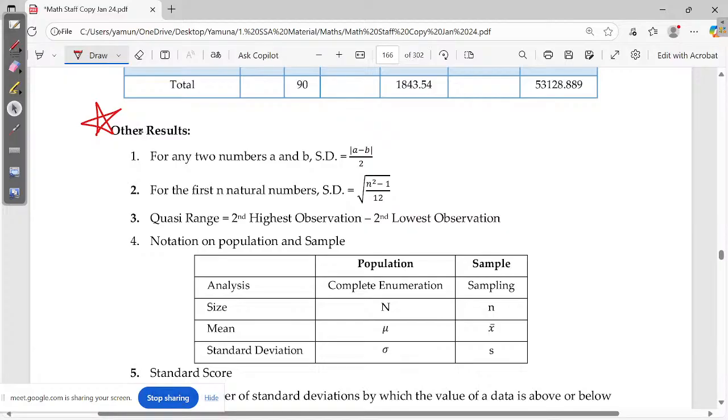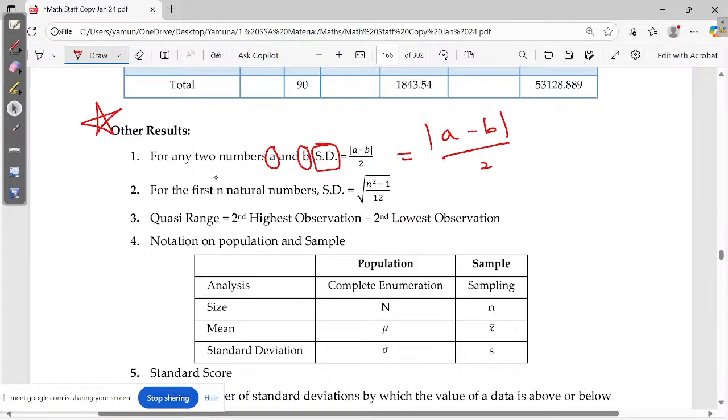If you have any two numbers, what will be the standard deviation? Standard deviation will be modulus of A minus B divided by 2. It's a modulus value. Usually standard deviation will not have the modulus in its definition, but if there are only two values A and B, you can take it as either A minus B or B minus A because you're going to consider only the positive value. So modulus of A minus B by 2. This is asked with the help of numbers given. A value is given, B value is given. You will be asked to find the standard deviation, or sometimes the formula itself is asked directly.